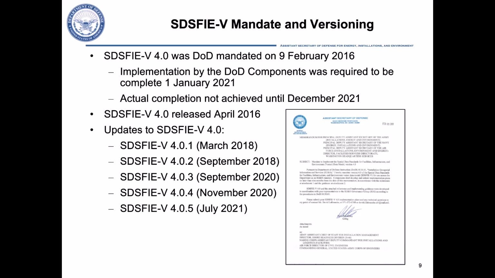For the SDSFIE-V Gold 4.0 release, the DoD published a memo on February 9, 2016, shown here at the lower right, that mandated the use of this version. It stated that SDSFIE-V implementation was required to be completed within 5 years, by the beginning of 2021. That ambitious goal was nearly met, with all components creating an adaptation of Gold by July 2021 and migrating their data to a geodatabase compliant to the standard by December 2021.